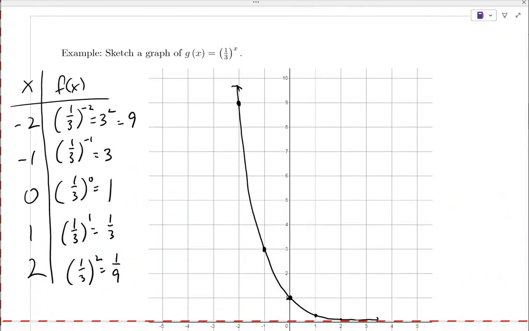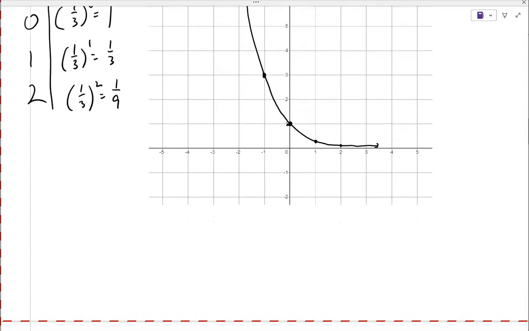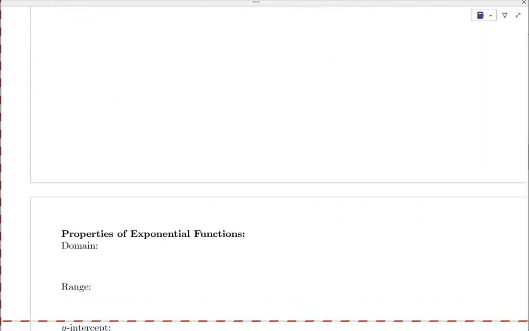Any questions on how we got those graphs? The graphs okay? Okay. All right.